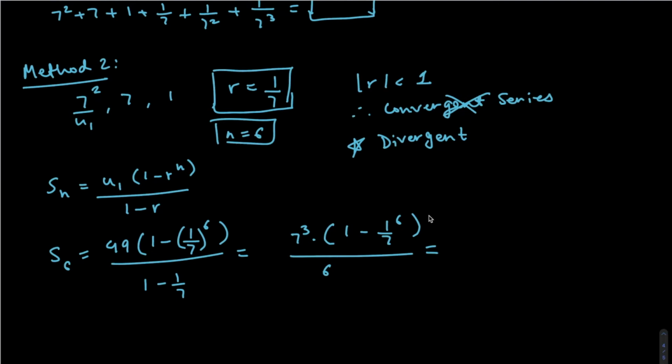So if you go ahead and do that, what we get is 7 cubed into 1 minus 1 by 7 raised to the power 6. Putting that into the calculator, we get 57.17. I'm taking it to 2 decimal places. That would be my sum. You can get a fraction value as well, but I've just kept it in decimal because it looks much cleaner. It's easier to visualize.